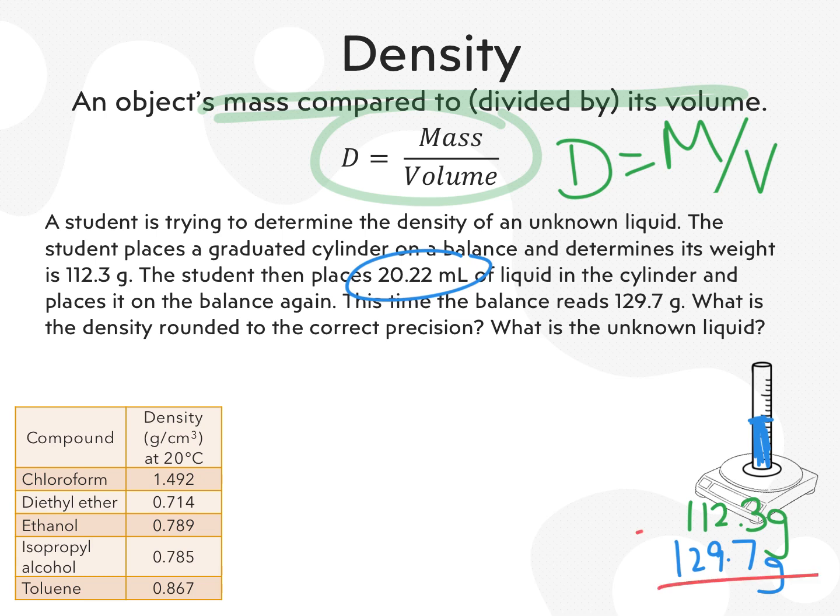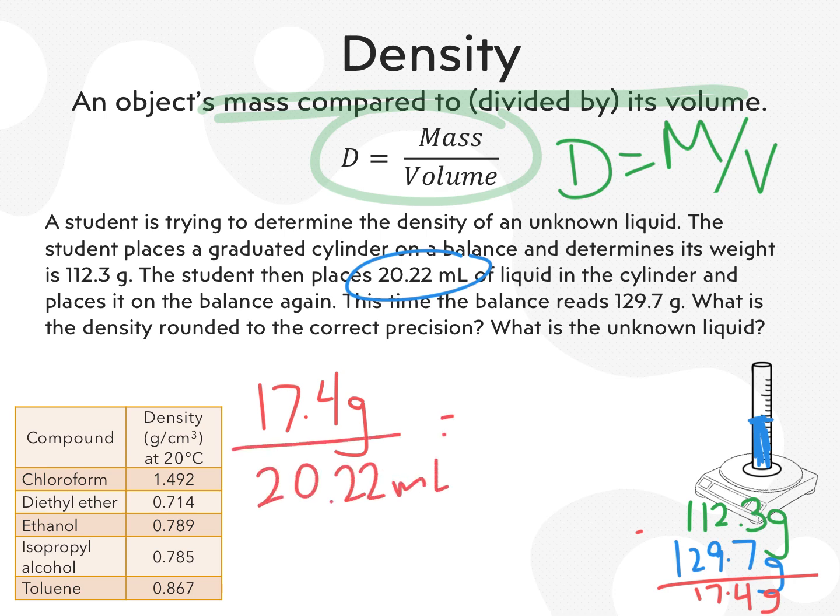Step 1, how many grams is that? 129.7 minus 112.3 gives me 17.4. This is the correct number of significant figures. It has one place past the decimal, and when I'm subtracting, I'm looking at places past the decimal. So I have 17.4 grams, and then 20.22 milliliters for my volume gives me 0.86. And that's 0.861 grams per milliliter.